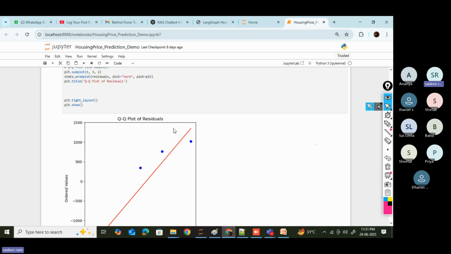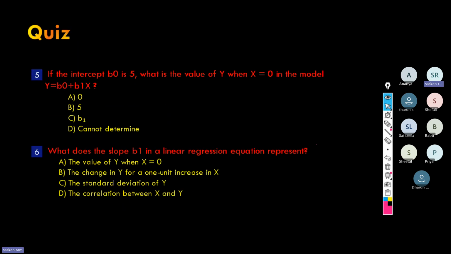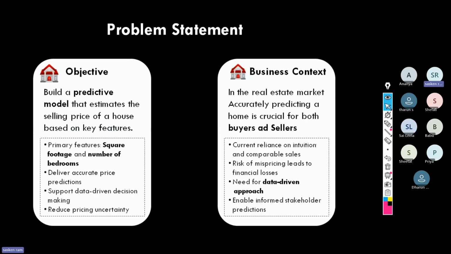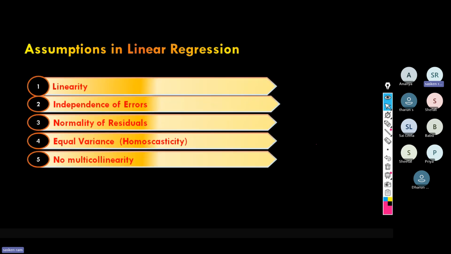And the 5 assumptions are something like linearity. I will just go through it quickly. It's already a little late. I mentioned 11:30 was the cutoff time, but anyhow, I'll quickly walk through the assumptions. These are the 5 assumptions you need to remember: linearity, independence of errors, normality of residuals, equal variance, and no multicollinearity.